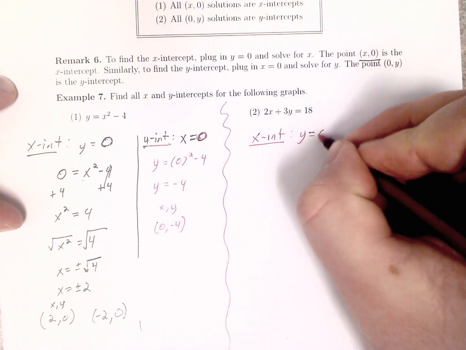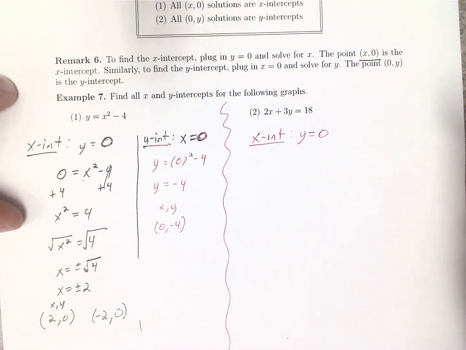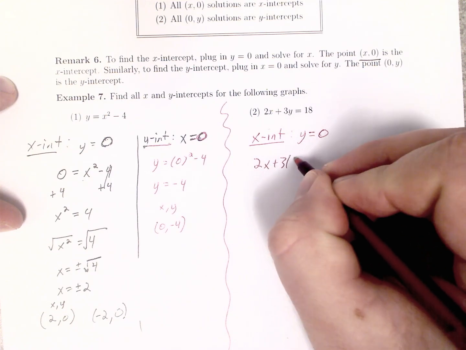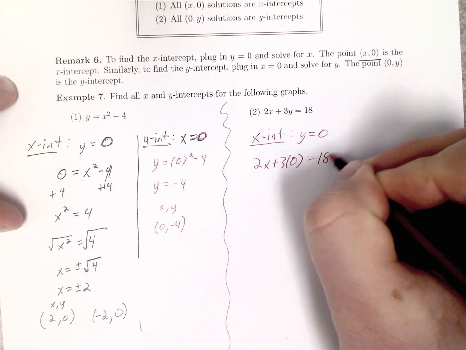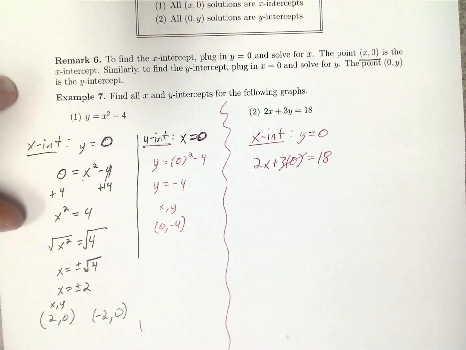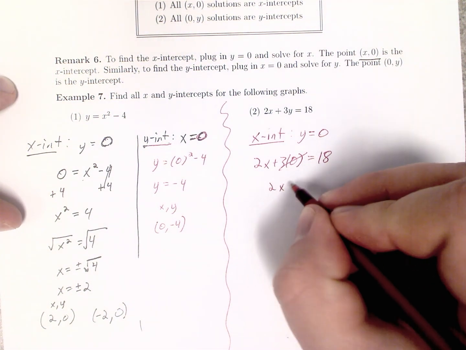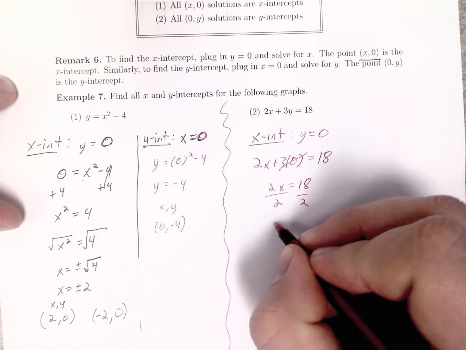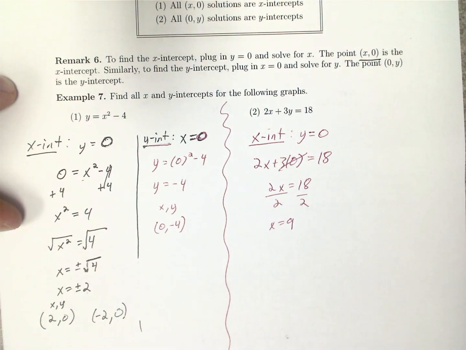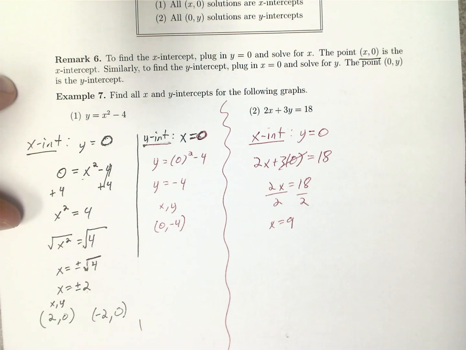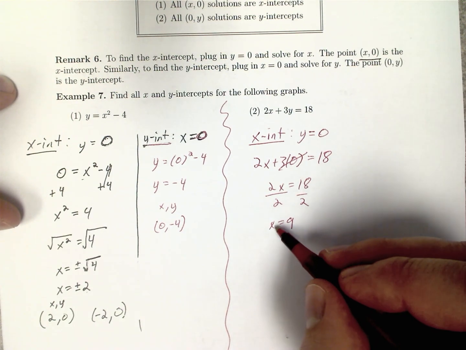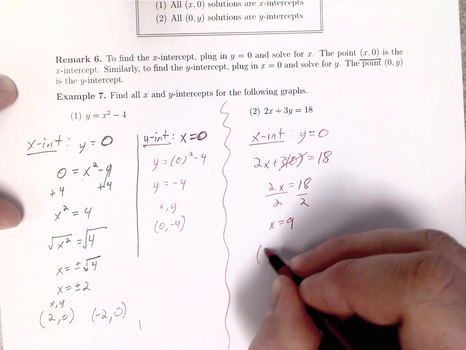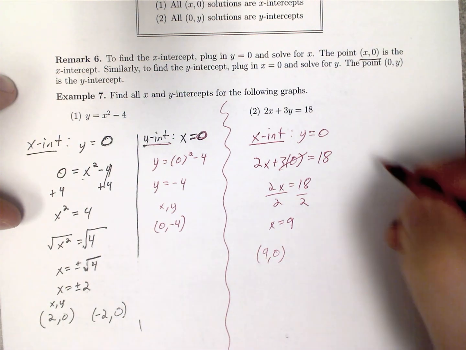Plug in 0 for the opposite variable. So we have 2x plus 3 times 0 equals 18. 3 times 0 just goes away. So 2x equals 18. We can just divide both sides by 2, and we have x equals 9. What is an intercept? It's a point. So the point is always x then y, and we have 9 is x and 0 is y. So (9, 0).